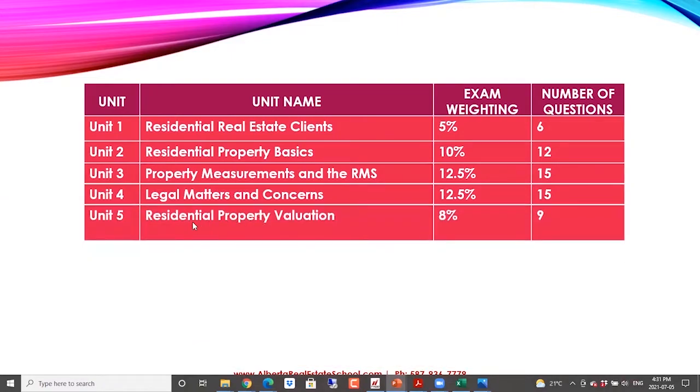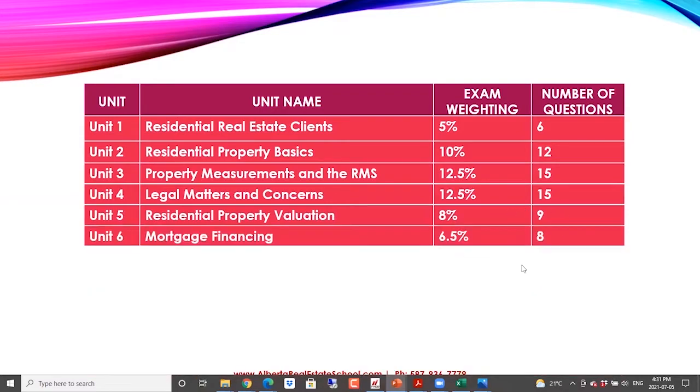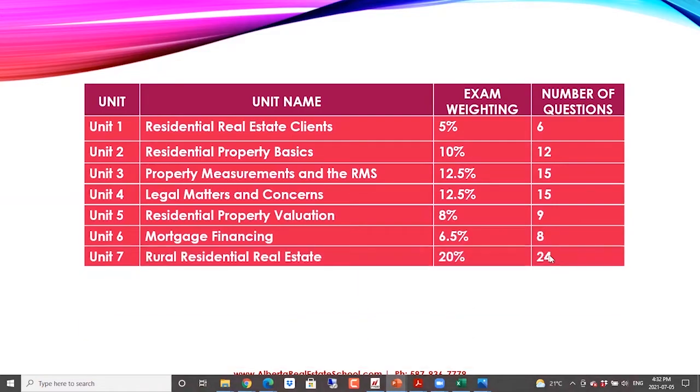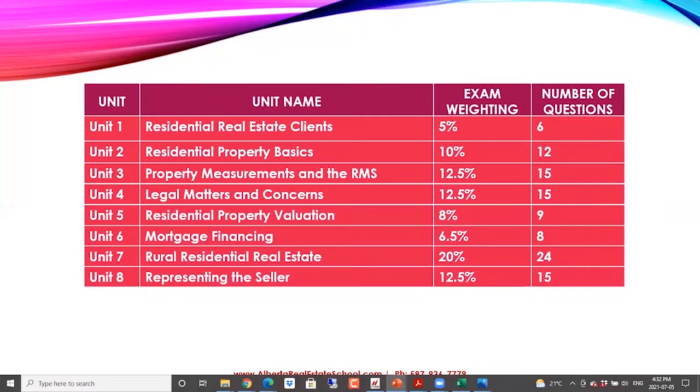Unit number 5, residential property valuation here is only worth 8% of the mark. So we're looking at approximately 9 questions here. Unit number 6, mortgage financing, worth about 6.5%. So approximately 8 questions. And unit number 7, rural residential real estate. This one is a hefty one, worth 20% of the total weightage here. So expect around 24 questions on the exam on the rural.